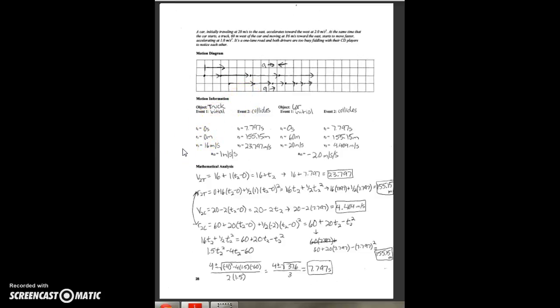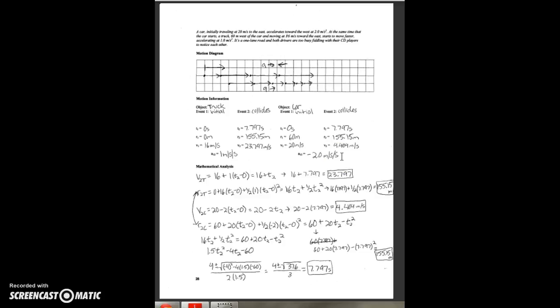So I know time 1 for the truck is 0, position 1 for the truck is also 0, the velocity for the truck is 16 meters per second, and we also know that the acceleration is 1 meter per second per second. And for the car, the initial time is 0 seconds, the initial position is 60 meters, the initial velocity is 20 meters per second, and the initial acceleration or deceleration is 2 meters per second per second.